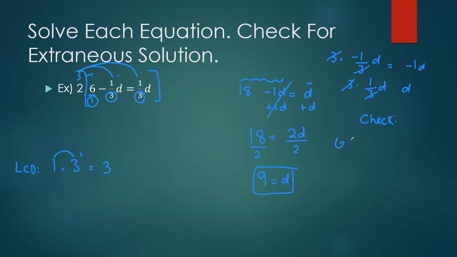So it's 6 minus 1/3 and replace d with 9 equals 1/3 times 9. Negative 1/3 times 9 is negative 9 over 3, which is negative 3. 1/3 times 9, that's 9 divided by 3, which is 3. 6 minus 3 is 3, which is true. That means 9 is d.